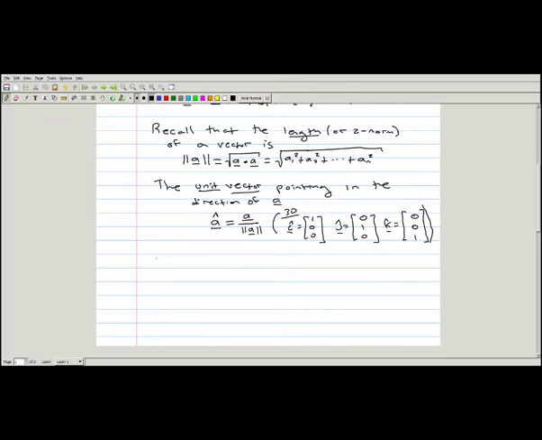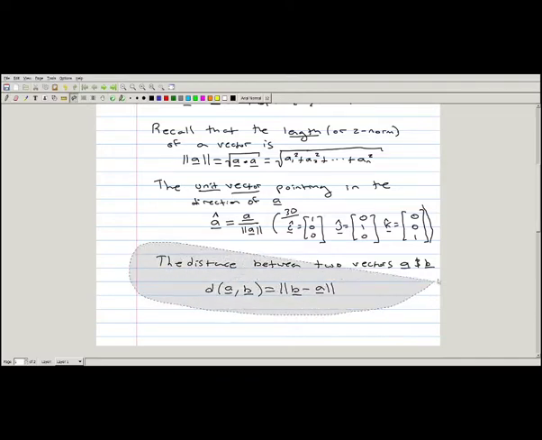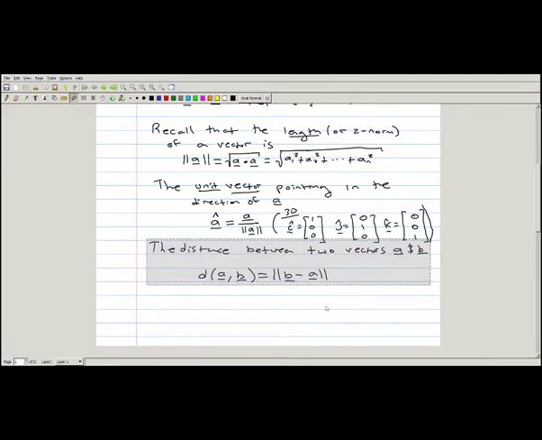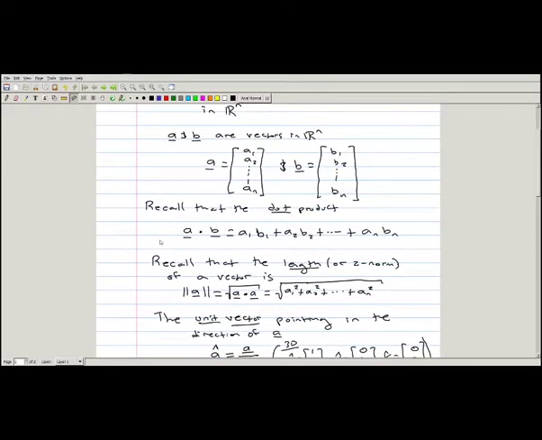We can also use the norm to define the distance function. The distance between two vectors A and B is the norm of B minus A, or A minus B. This is going to be very useful for us because this is going to allow us to define stability in general, the stability of an equilibrium point for a general system of differential equations. And we'll see how to do that a little bit later on in the lecture today.